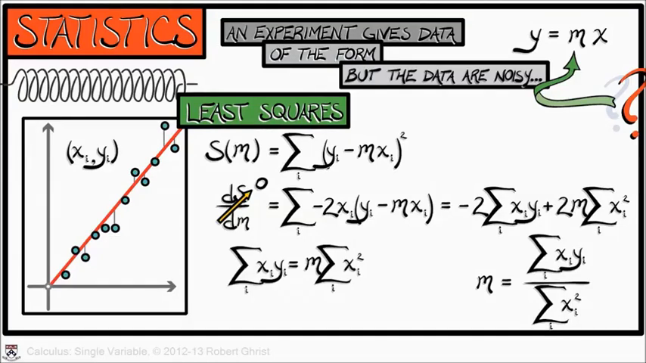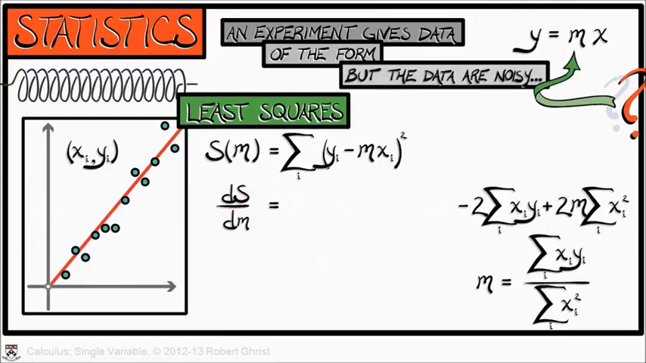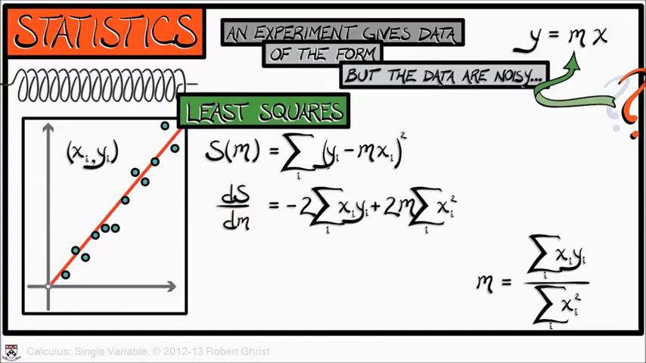The question remains, is this critical point a local min or a local max? Well, you might guess that it's a local min, but how would you show it for sure? Well, if we compute the second derivative of s with respect to m, what will we get? It looks complicated, but there's really only one m in that first derivative. And so, treating everything else as a constant, we get that the second derivative is simply 2 times the sum over i of x_i squared.